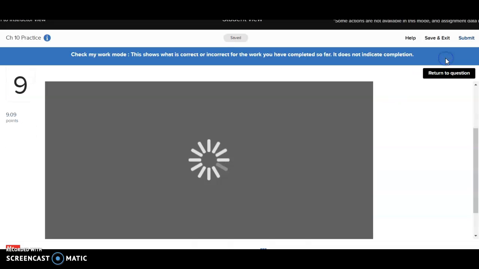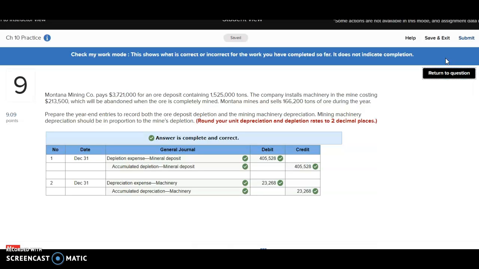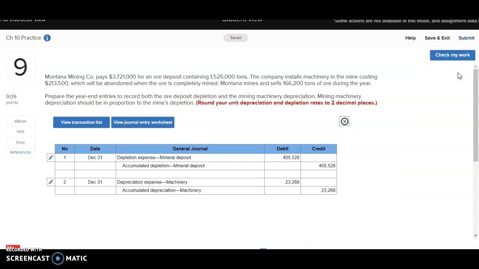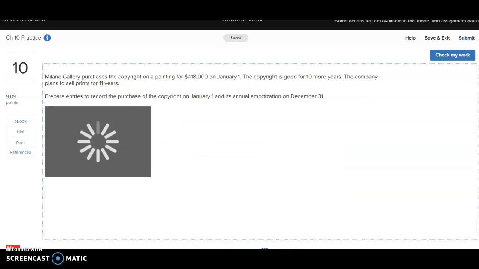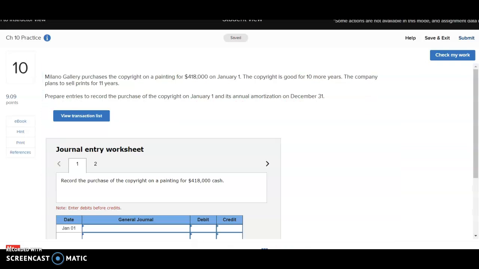All right, here's the check my work so you can take a look at the entries. That is an example of depletion. Next, we are going to look at an example of amortization, which is what we do for our intangible assets. The things we can't physically touch, like a copyright or a trademark, leasehold improvements, those kind of things.